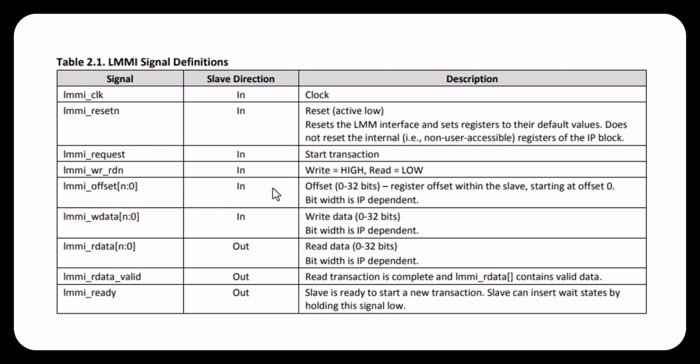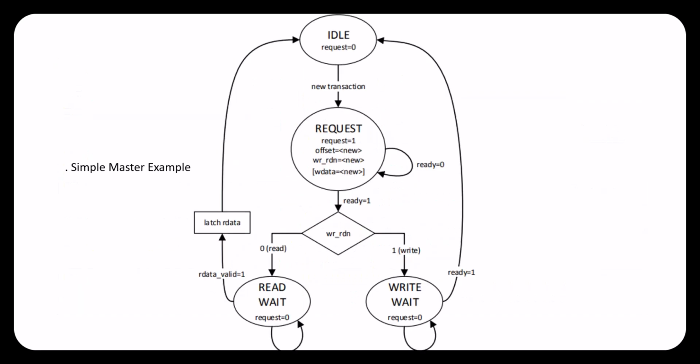Offset is nothing but the address. W data means the host needs to place the data to write into the slave. Similarly, these are related to the read signals. Read data out is where the slave places the read data and places the valid signal to the host, so that the host can get the data from that read data. So the simple flowchart is like that.